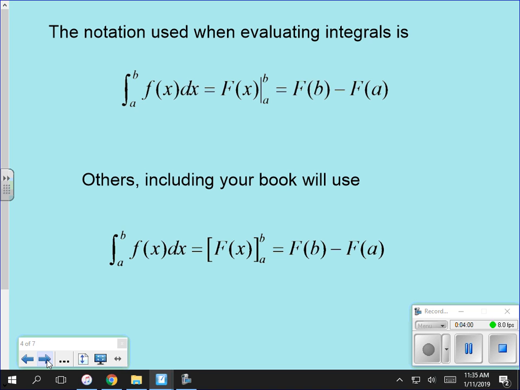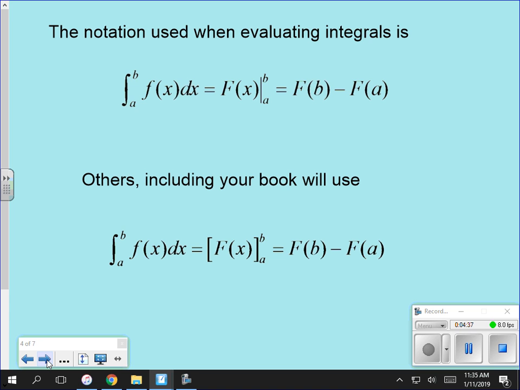This is pretty much what I'm going to use. Others, including your textbook, sometimes put brackets around the antiderivative rather than just the evaluation line at the end. They will often put brackets around the antiderivative and have that be evaluated from a to b. That's the only difference between those two notations, is how you denote that this is my antiderivative being evaluated from this place to this place. And that's strictly the notation to do that.